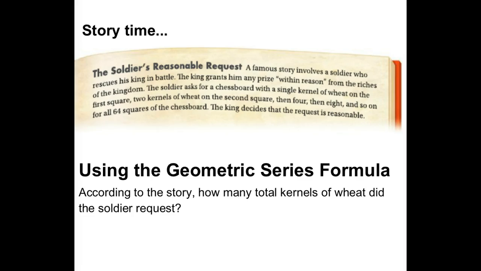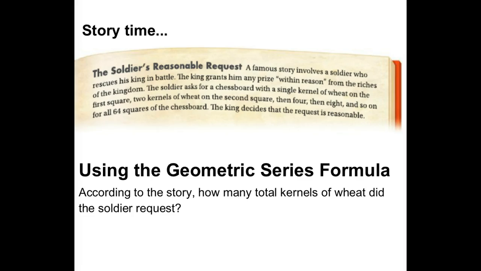It says a famous story involves a soldier who rescues his king in battle. The king grants him any prize within reason from the riches of the kingdom. The soldier asks for a chessboard with a single kernel of wheat on the first square, 2 kernels of wheat on the second square, then 4, then 8, and so on, for all 64 squares of the chessboard. The king decides that the request is reasonable. So according to the story, how many total kernels of wheat did the soldier request?